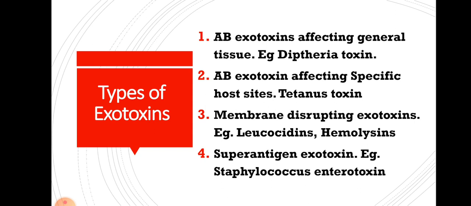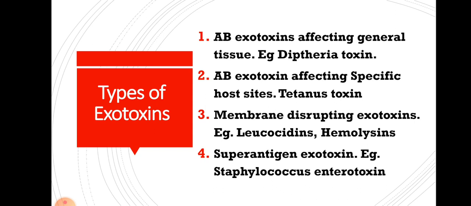Well, these exotoxins are in turn of four types. Namely, AB exotoxins affecting general tissue, example diphtheria toxin. The second type is AB exotoxin affecting specific host sites, example tetanus toxin and botulinum toxin. There are various toxins, like enterotoxin. All these toxins come under AB exotoxins affecting specific host sites.